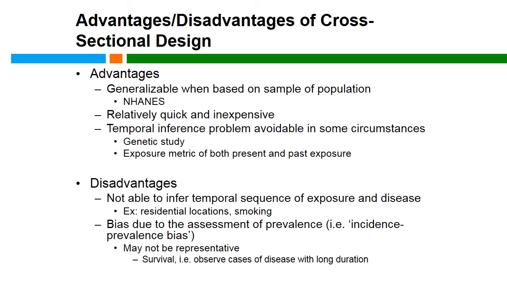But for many cases, that's not true, and the sampling of exposure and disease at the same time is a significant limitation. In addition to this, there's also the potential for bias due to the assessment of prevalence. This is referred to as the incidence prevalence bias, and this arises when the disease or the health outcome under study may be impacted by survival times.